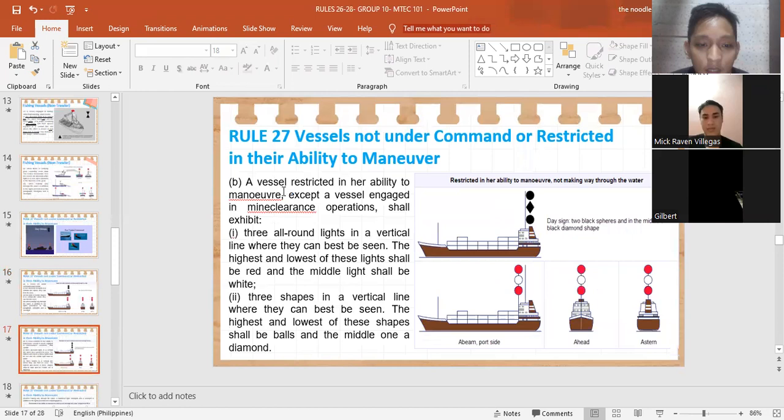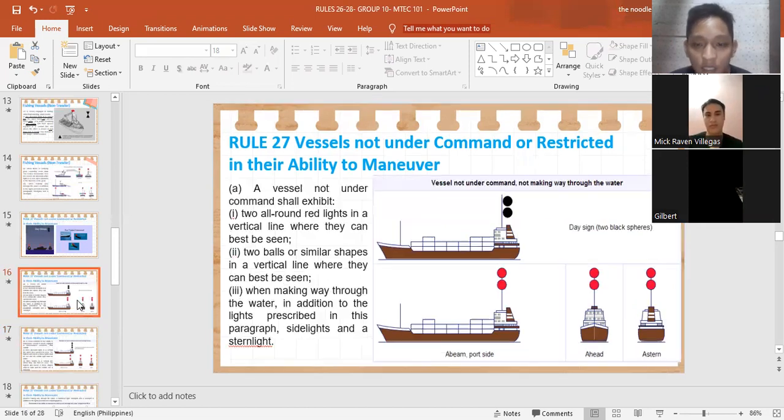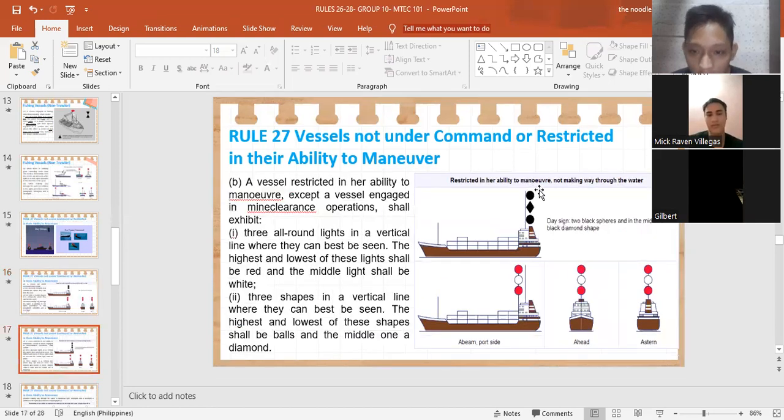Next would be subparagraph B, a vessel restricted in her ability to maneuver, except a vessel engaged in mine clearance operations, shall exhibit number 1, three all-round red lights in a vertical line where they can best be seen. So earlier, for a vessel not under command and not making way through the water, and if making way through the water, it has side lights and stern light. Then restricted in her ability to maneuver, not making way through the water.